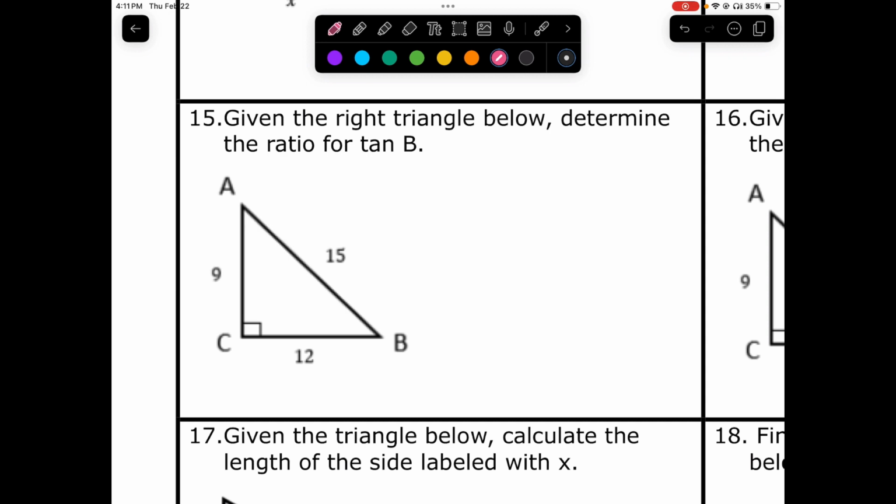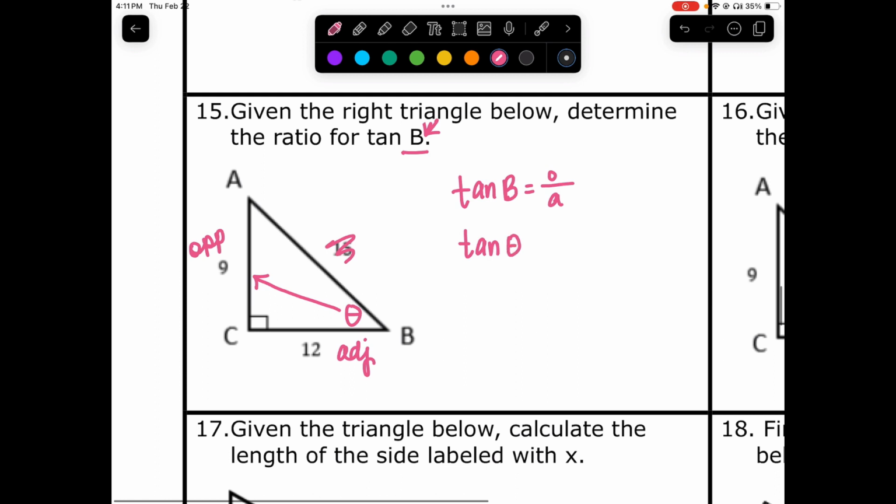Given the right triangle below, determine the ratio for tangent B. B is going to be theta because that's the angle they want me to do. So that means this is the opposite. This is the hypotenuse. Oh, tan. We don't need that. Tangent is opposite over adjacent. So we just need the adjacent. We don't need the hypotenuse. So tangent B, or tangent theta, whatever helps you out there, is going to be opposite over adjacent.